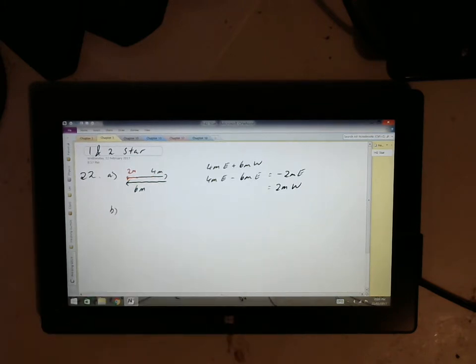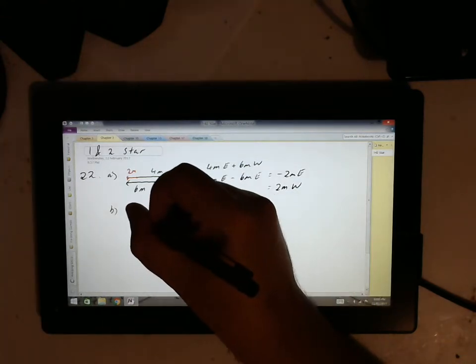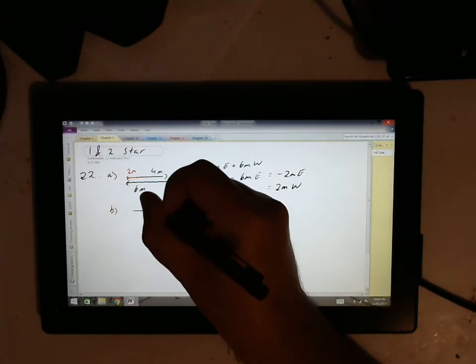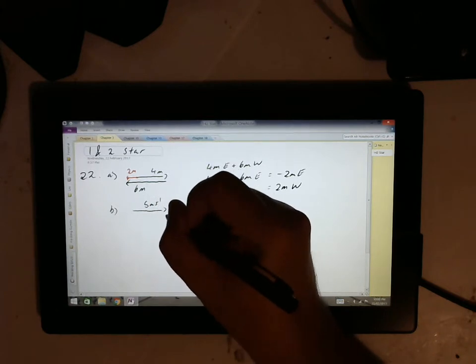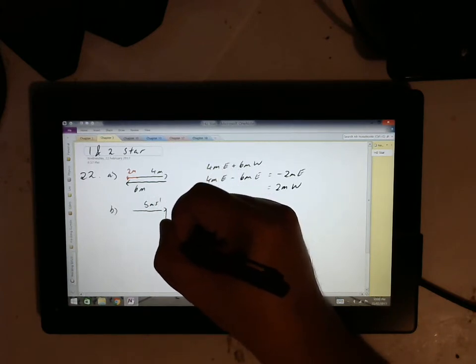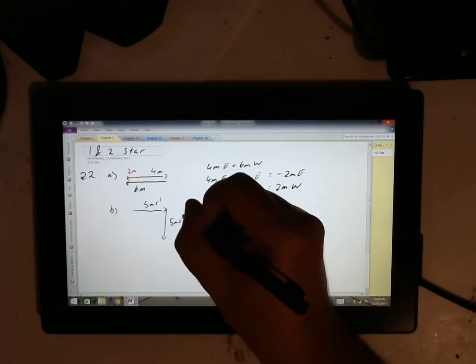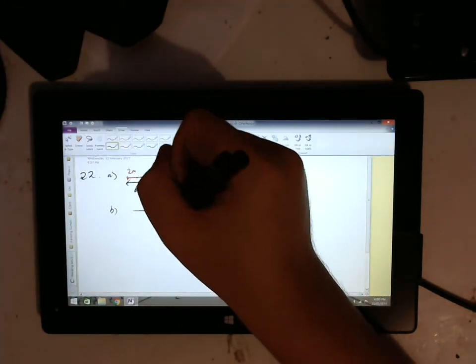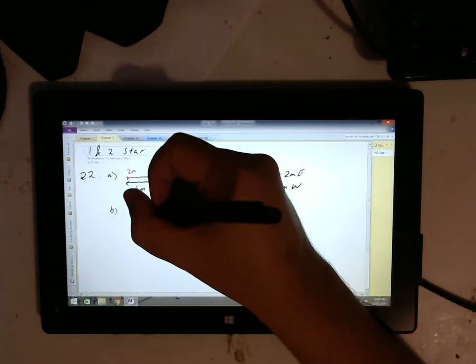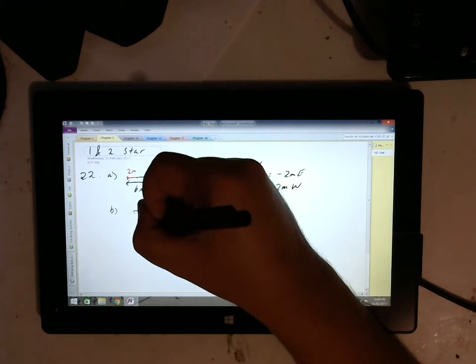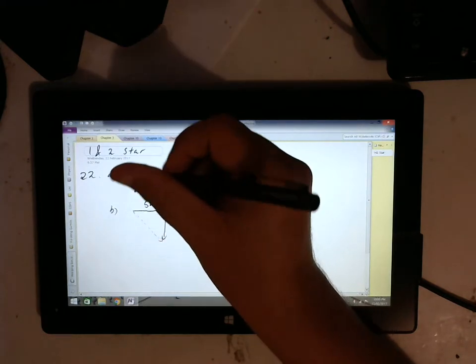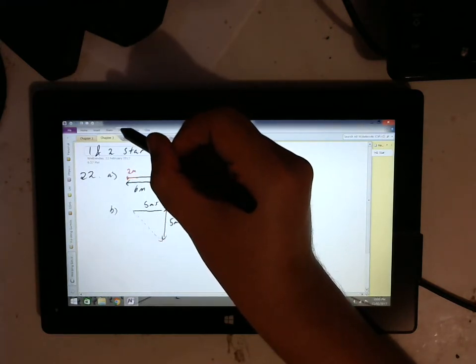Okay, B. Velocities are 5 meters per second east and 5 meters per second south. So we have 5 meters per second plus 5 meters per second. And notice I am adding head to tail, and so we are trying to find this vector. That would be our resultant of adding them together.